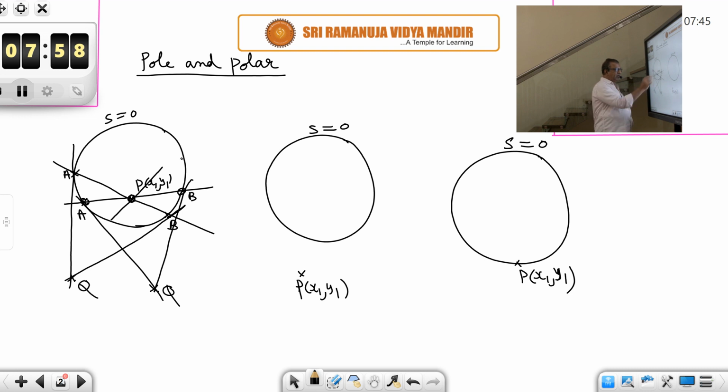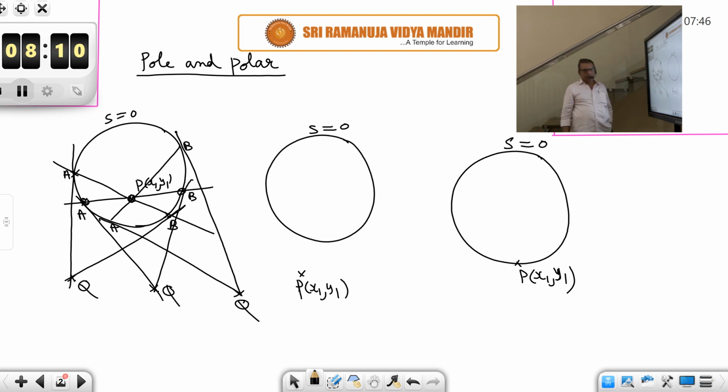Through the point P you draw another chord AB. At A and B you draw 2 tangents. They will intersect at another point Q. You will get another point Q, their point of intersection. Like this, all these Q's will lie in a straight line. That is, the locus of the points Q is a straight line. And that straight line is called the polar of the point P.